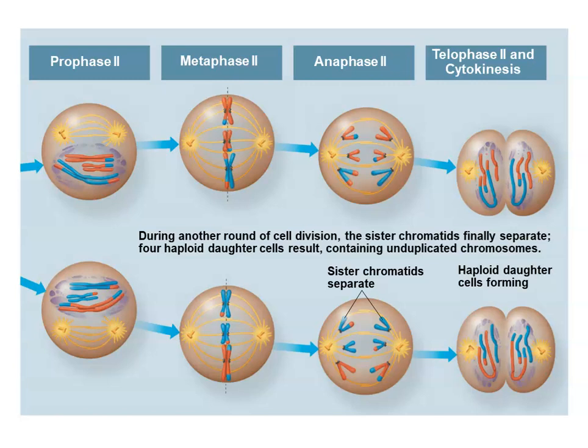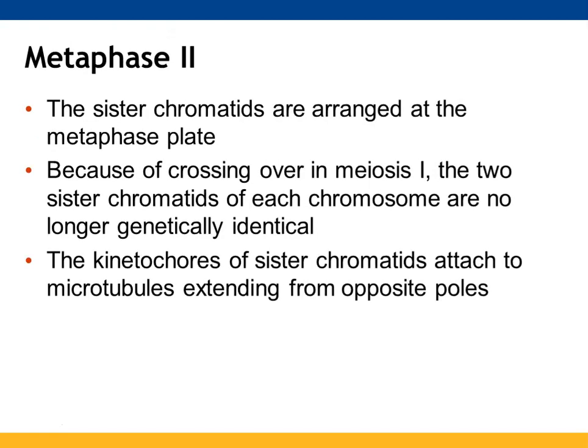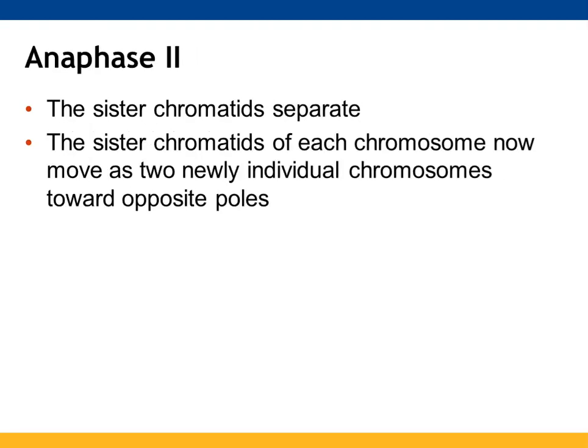And then in telophase 2 and cytokinesis, you're going to have that nuclear membrane form. You're going to have the cells split, and you truly will have haploid number of chromosomes present in each of the two daughter cells. So that's what we're talking about here with prophase 2. Again, they're no longer identical anymore because they've had the crossing over take place.